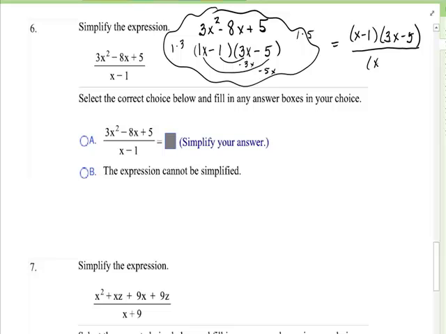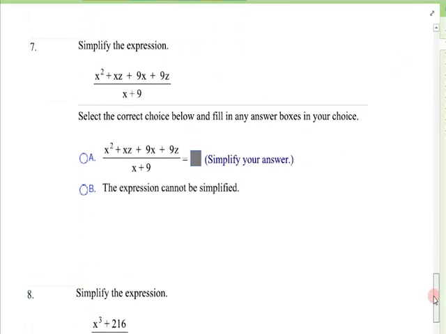All right, the denominator is x minus 1. There's nothing I can do. I see a common binomial factor of x minus 1. Never just reach into parentheses to get a term. It's the whole thing or nothing. What that leaves us with is 3x minus 5 over 1. We don't put the over 1, so there's our answer.